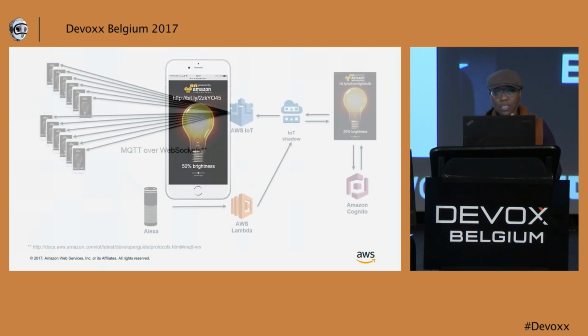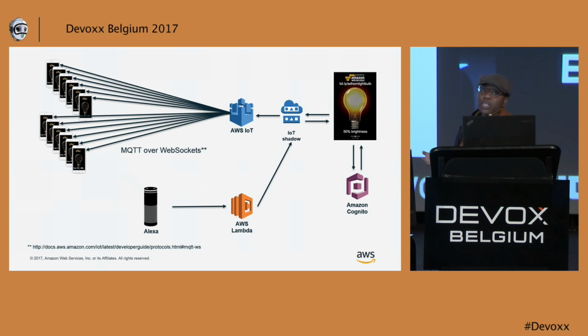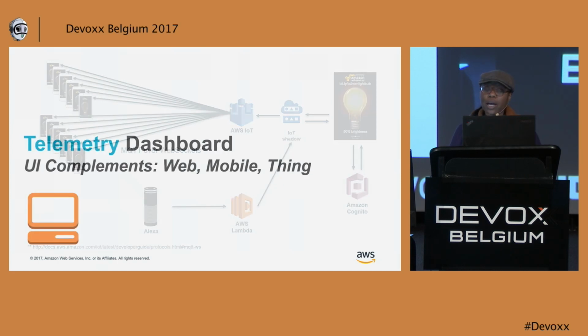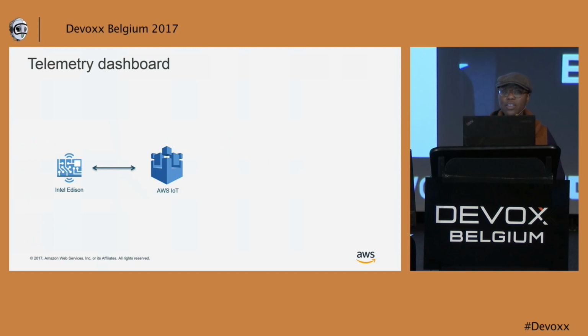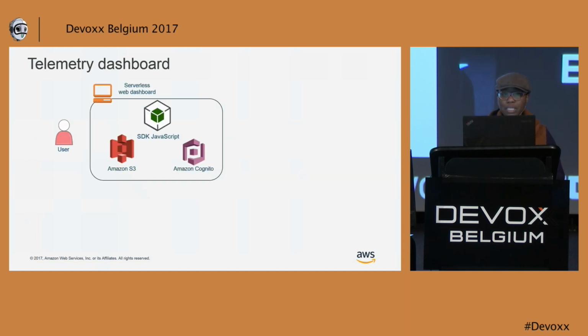Actually, we did this already, so I'm going to skip ahead and talk about what this is really quickly. This solution I changed a little bit just to show how differently you can do it. We use MQTT over WebSockets, still going to AWS IoT, using the IoT shadow. So what is the state of the bulb, even though we're here and the bulb is elsewhere? Then I can talk to it with Alexa. You saw the skill that I created, and again, that's securely done with Amazon Cognito. And this telemetry dashboard, again with the UI, you can build for web, mobile, and physically on the thing as well.